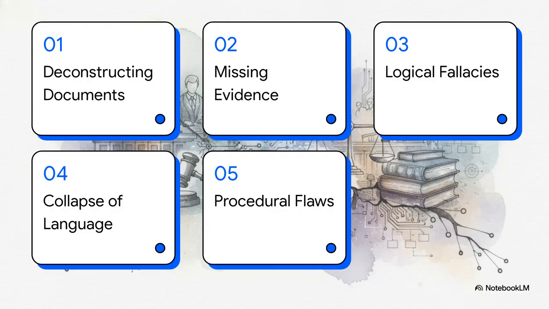So here's our roadmap for today. First, deconstructing the 3 legal documents. Second, the missing evidence pillars. Third, the anatomy of logical fallacies. Fourth, the collapse of legal language. And finally, procedural flaws and the final verdict. Let's get right into it.